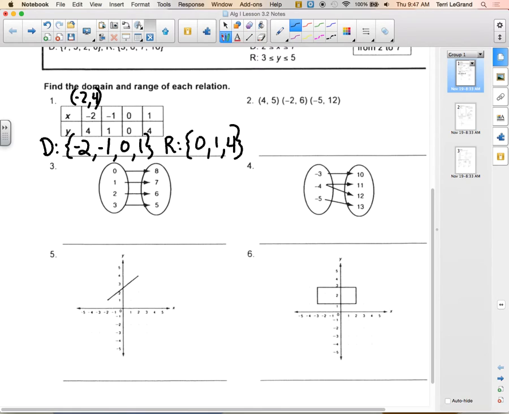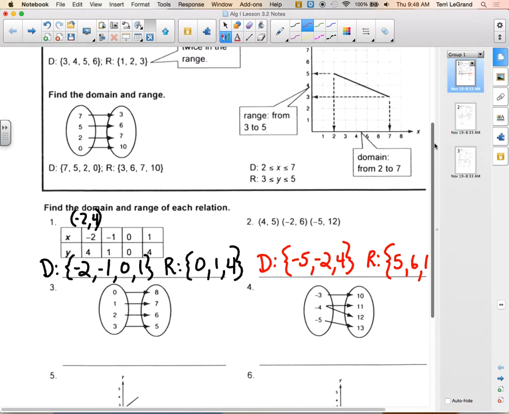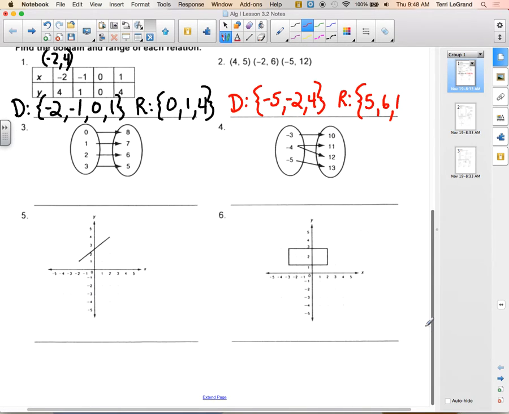What is the domain and range of that set of ordered pairs, that relation? Number 2. Remember, least to greatest. So, do you agree with me, or do you need to challenge me on mine, or do you have questions?